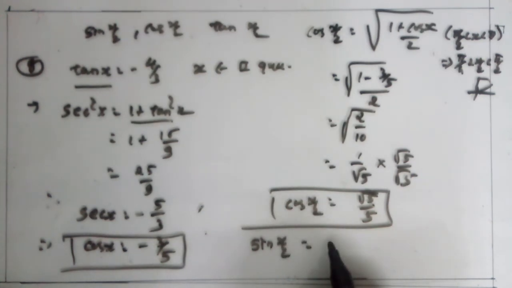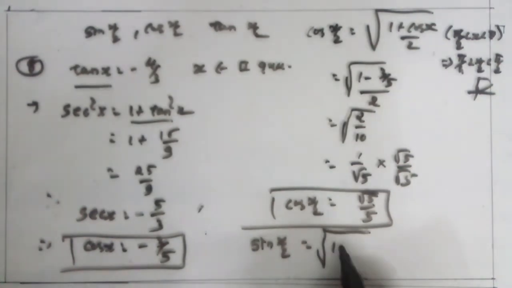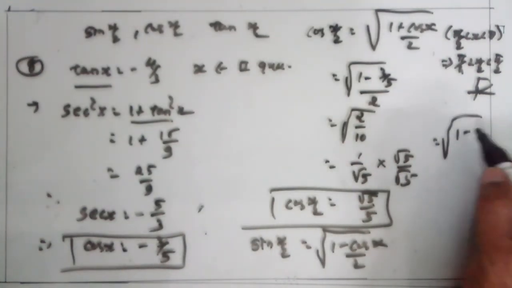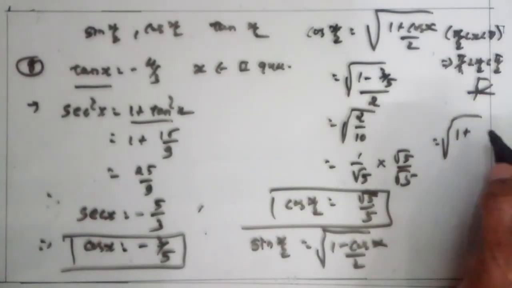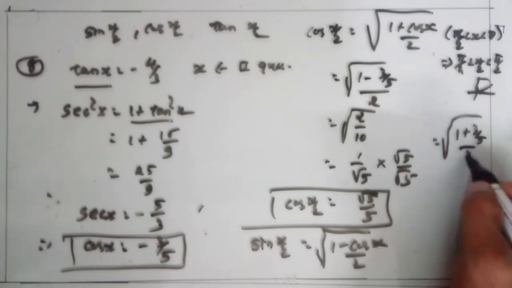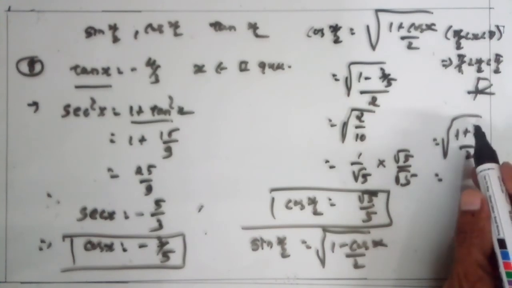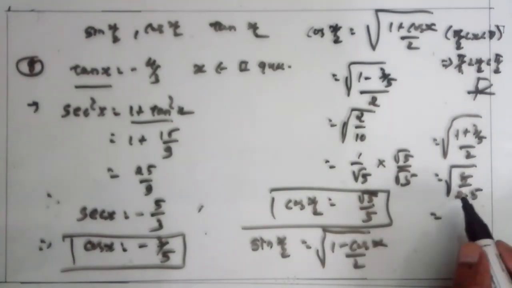Sin x by 2 is equal to, sin in the first quadrant is also positive, so we get root of (1 minus cos x) upon 2. Clear this? So it is equal to root of 1 minus cos x, cos x is minus 3 upon 5, so this becomes minus minus plus 3 upon 5, upon 2. So it is equal to 5 take LCM, 5 plus 3, 8 upon 5, so root of 8 upon 2 into 5, so it is equal to, here, 4 upon 5.